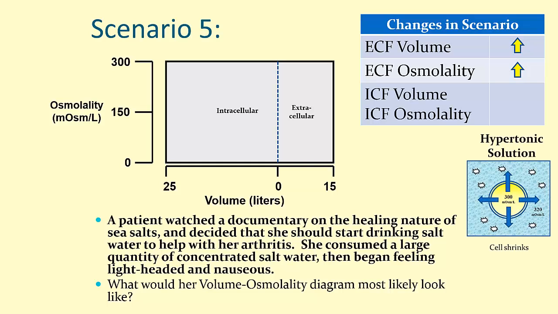The cells of the body have now been placed in a hypertonic solution. As you'll recall from our basic diagram, this hypertonic saline solution would cause the cells to shrink, moving fluid via osmosis from the intracellular compartment to the extracellular compartment. So in this case, our intracellular volume would go down, and the extracellular volume would experience an even larger increase than we originally reasoned. The intracellular osmolality would also increase due to the loss of water from the intracellular compartment. Thus, we would see a volume osmolality diagram that looks like this.